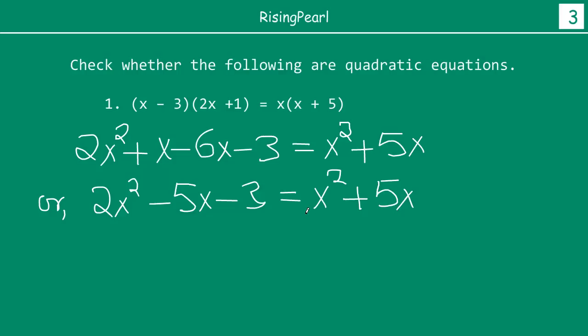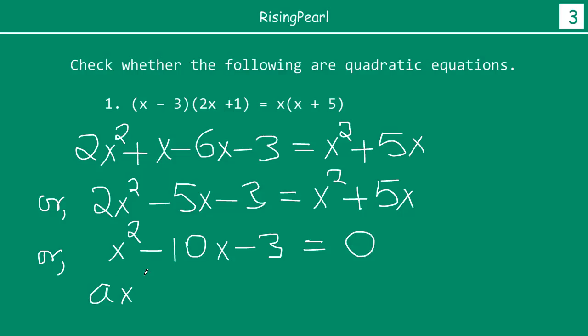Now at this point we are going to take all of the terms to the left hand side. So you have 2x squared minus x squared, that will be x squared. Now the plus 5x will become minus 5x, so this will be minus 5x minus 5x, minus 10x, minus 3 equal to 0. And this is indeed of the form ax squared plus bx plus c equal to 0. So yes, this is a quadratic equation. Let's take a look at the second question.